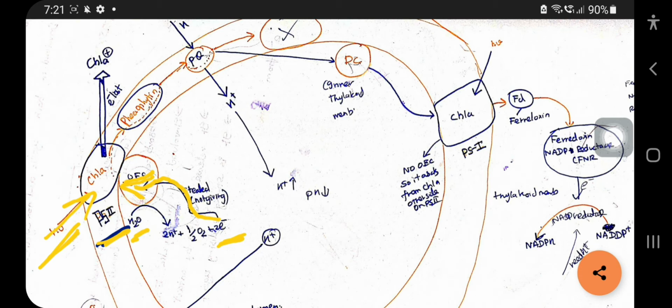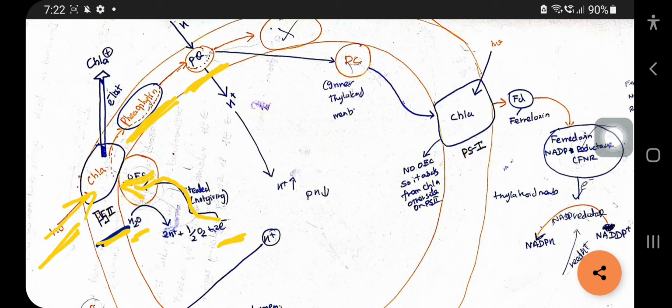This electron is taken up by the pheophytin, which is the primary electron acceptor. It is located at the outer side of the membrane, and it transfers its electron next to a compound named plastoquinone. First I will tell you about the pheophytin. It is the primary electron acceptor of chlorophyll A P680. It is present inside the membrane, but at the outer side of the membrane. That means it is present towards the stroma side of the thylakoid membrane.